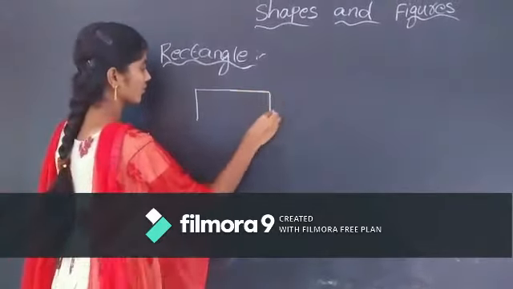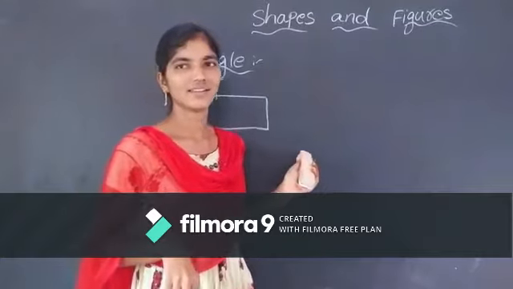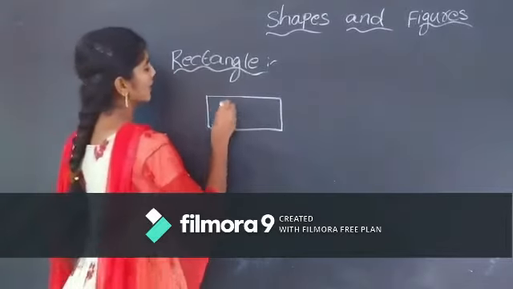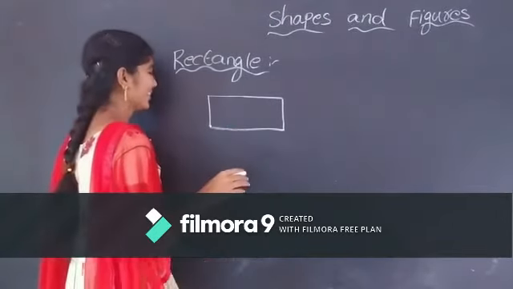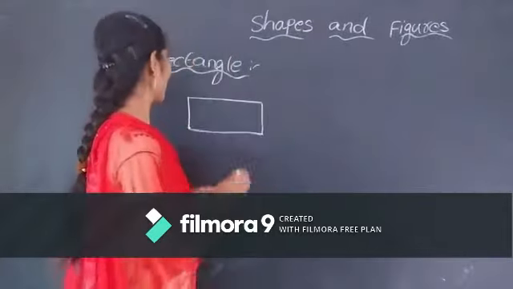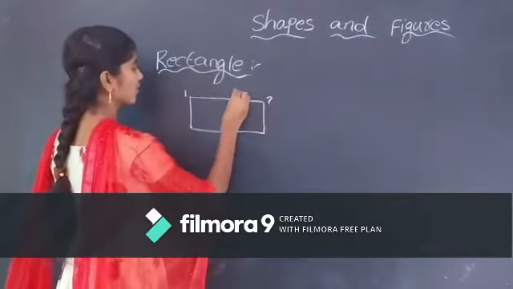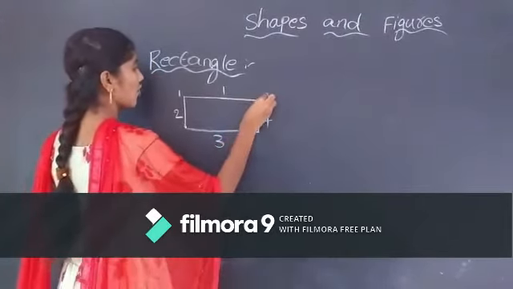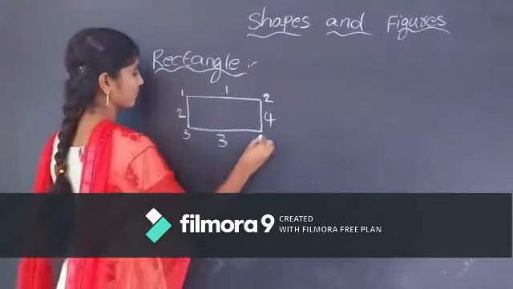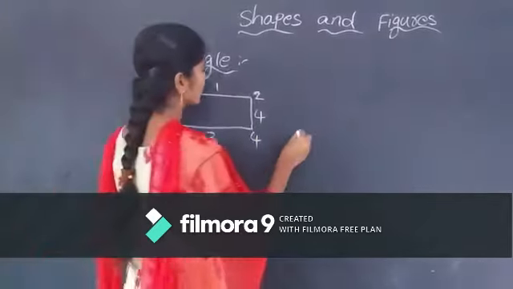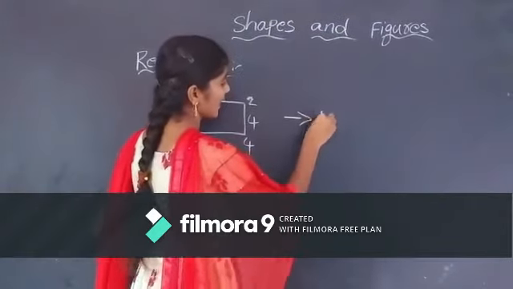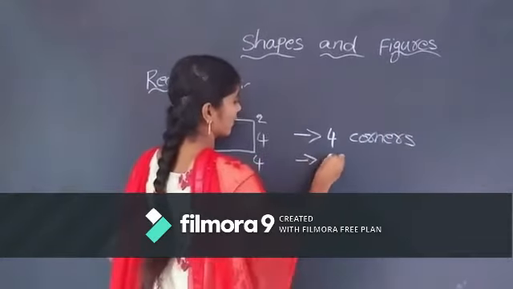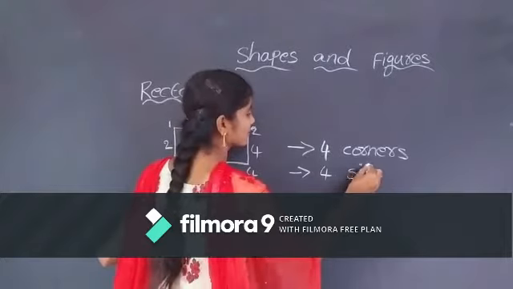This is rectangle. Okay? It has 4 sides and also 4 corners. Rectangle has 4 sides and also has 4 corners.